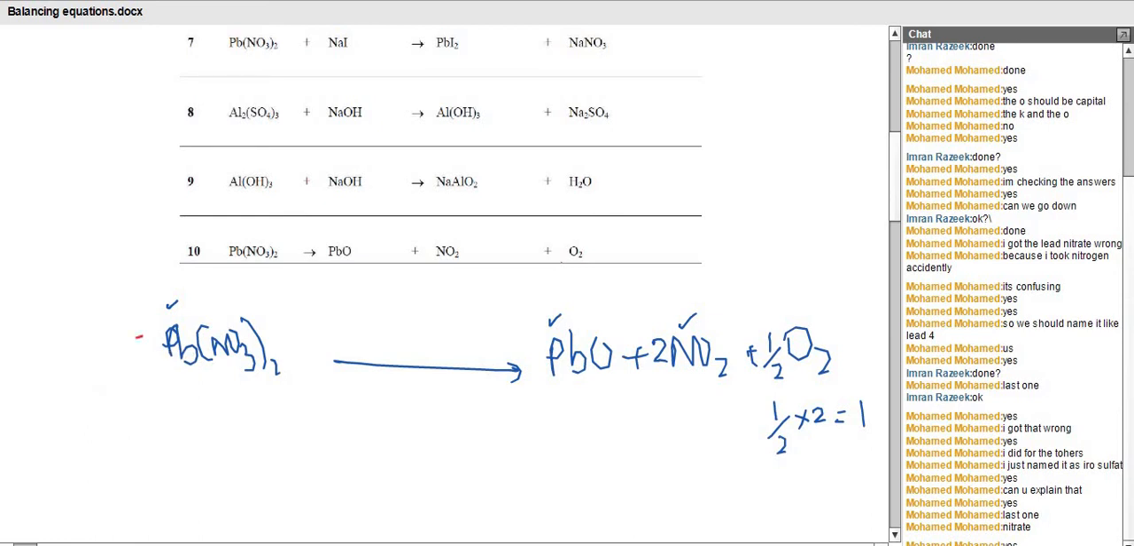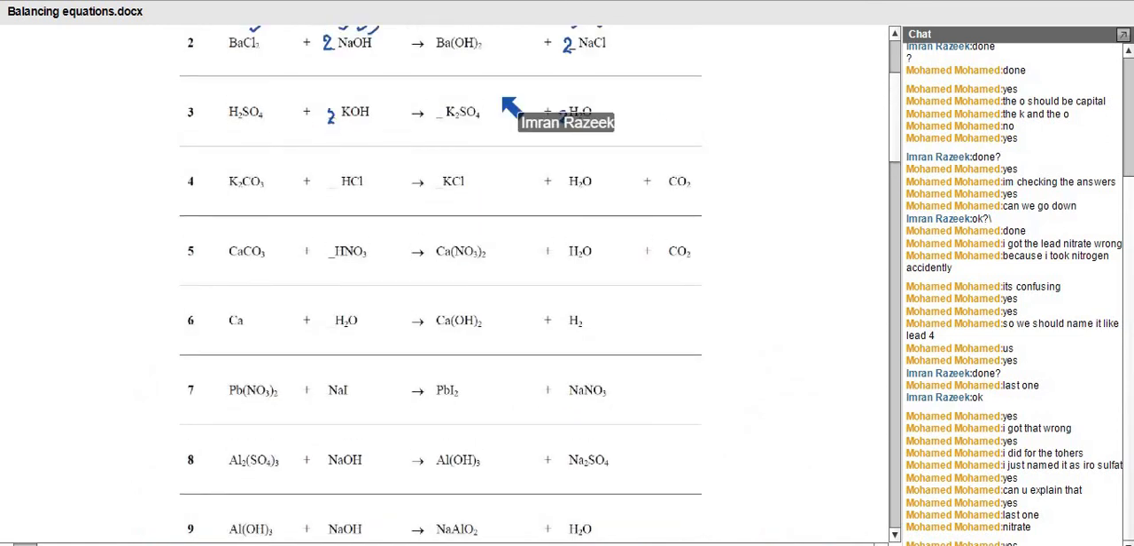If you multiply the whole equation by 2: 2, 2, 2, 4, and 1. We don't write 1 unless at the exam there is a blank like this given. When there's a blank given, you have to put something there. Otherwise, it will be counted as not answered. When there's a blank given, you put number 1. Otherwise, you don't write number 1.